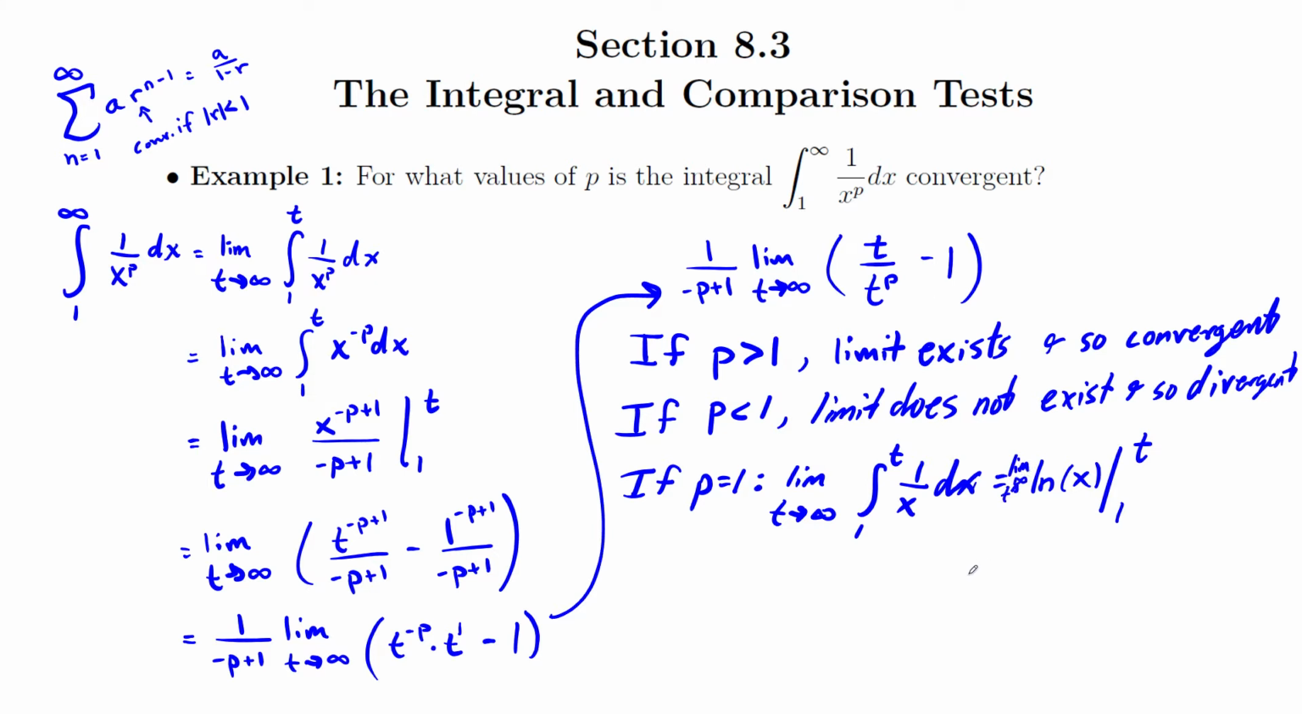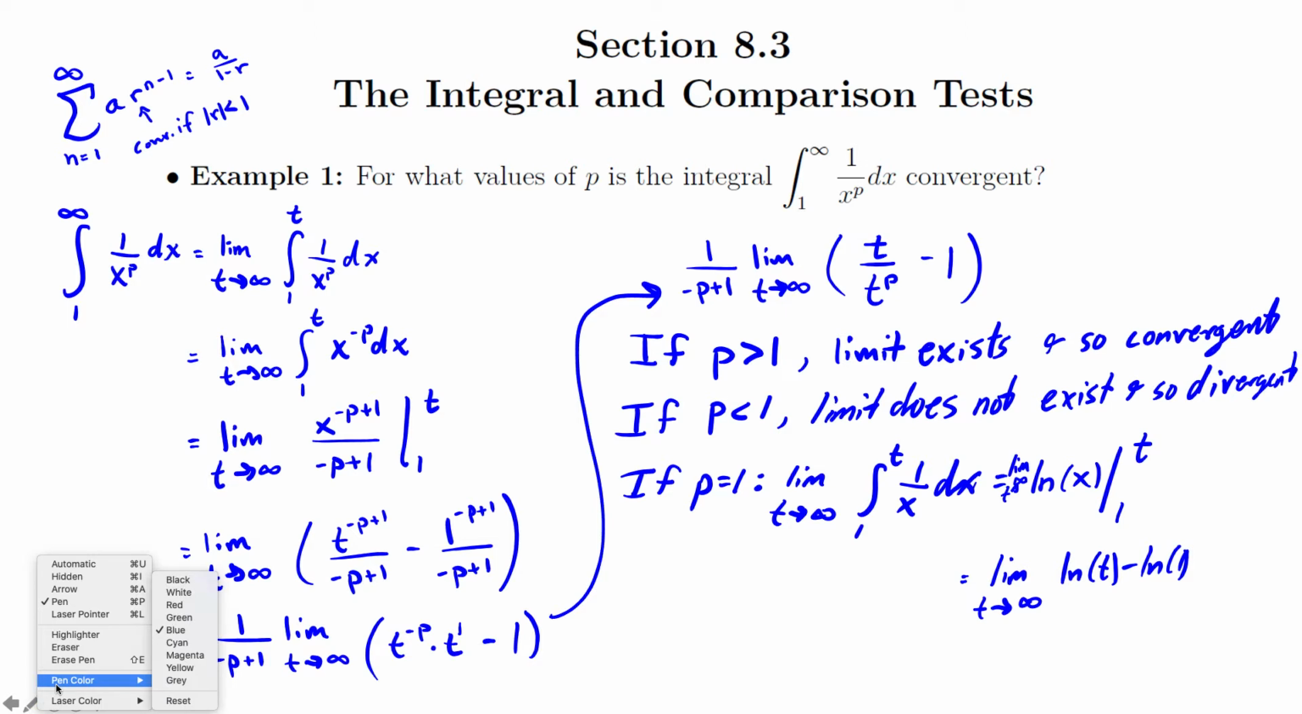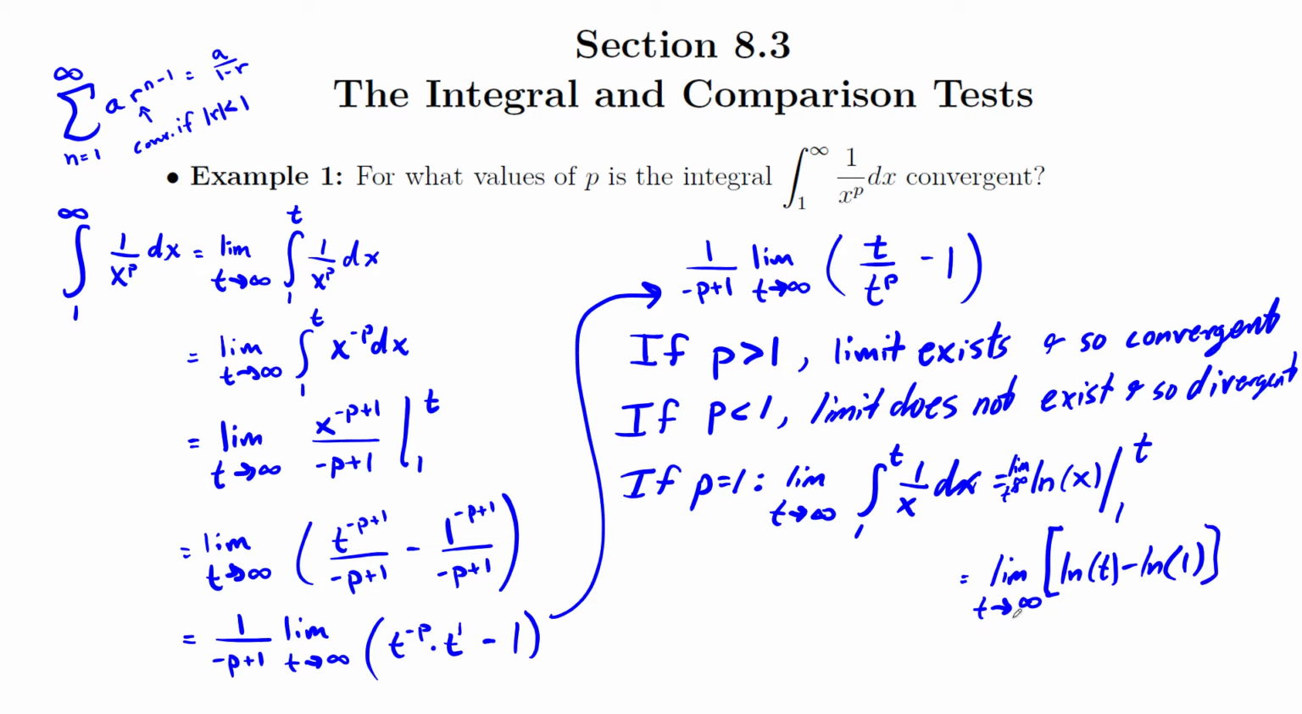Okay. And so this is going to equal the limit as t goes to infinity of the natural log of t minus the natural log of 1. But let's remember that when you take the natural log of t and you let t go to infinity, even though the natural log is a very slow growing function, it's still growing forever nonetheless. And so what we know is that this limit does not exist. And so that means it's divergent.